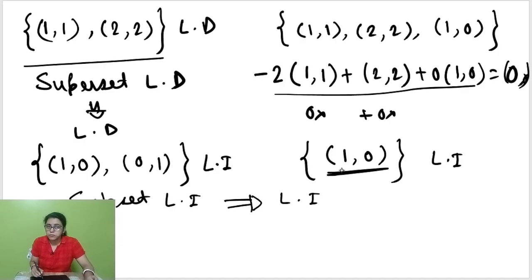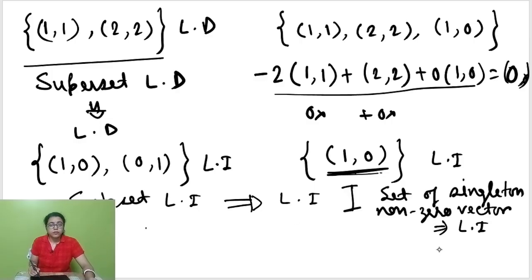From here we have one more observation, that is, if we take any singleton non-zero set, then that will also be linearly independent because this vector I can only make 0 vector by multiplying 0 with this vector. Otherwise, any non-zero scalar cannot make this vector a 0 vector. So, the set of a singleton non-zero vector will always be linearly independent.